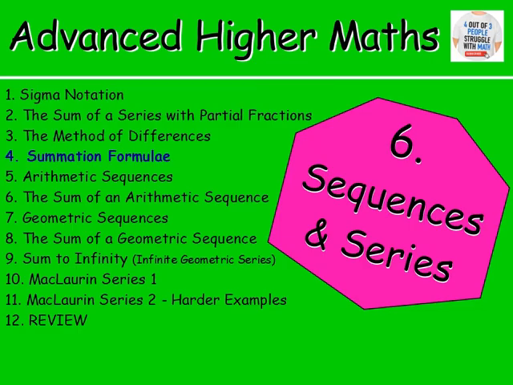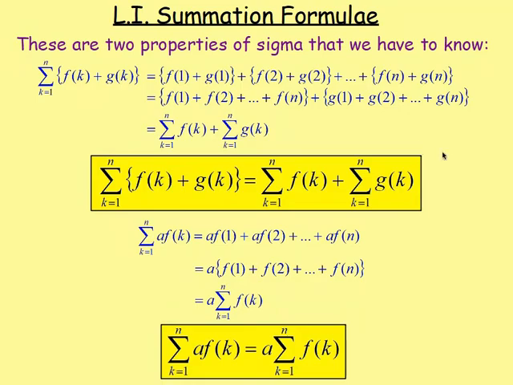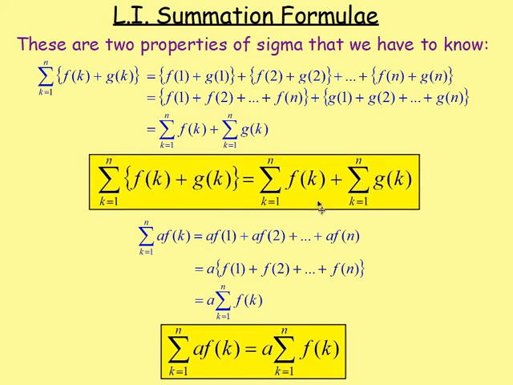We then looked at summation formulas. And there are two properties of sigma that we need to know. The first one is if you've got the sum of one function plus another function, going from k equals 1 all the way up to n, well really you're subbing in 1 into both those functions. Then you're subbing in 2, then 3, then 4 all the way up to n. But what you could do is take function f and put them first, and then take the function g and put them second. So really you can say you've got the sum of function f going from 1 up to n plus the sum of function g going from 1 to n. So if you're ever taking the sum of two functions, you can split it up: the sum of the first function plus the sum of the second. So that's the first property.